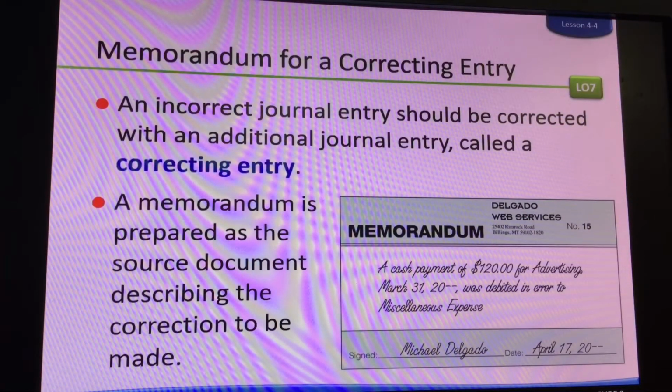So an incorrect journal entry should be corrected with an additional entry called a correcting entry. Typically, a memorandum is going to be prepared as your source documentation, and it'll describe the error that you are correcting. So it will have the date, it'll have the amount, and it'll have the two corresponding accounts that need to be adjusted.